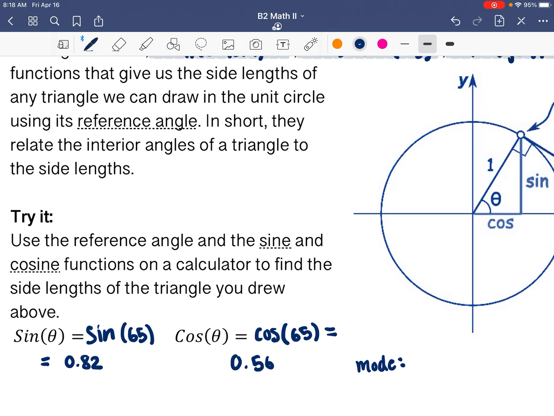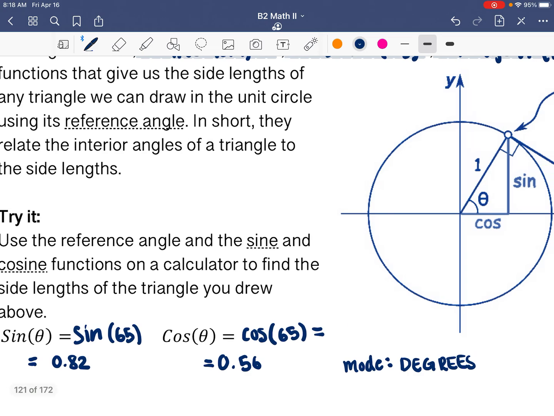Those are just two different ways that we measure angles. So just make sure that it says degrees or DEG instead of radians. So that's just something to make sure of because we're going to be, for the most part, measuring our angles in degrees, not radians.